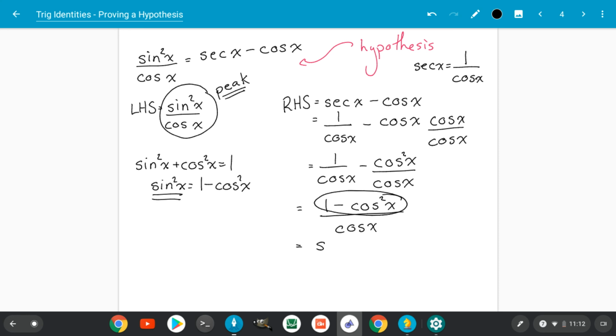Now we have the thing that I should have written down to begin with, which is sine squared x divided by cos x. So now that I've shown that, I just make my statement. Left-hand side is equal to the right-hand side. And QED. Add your little flare at the end. Drop your pencil.